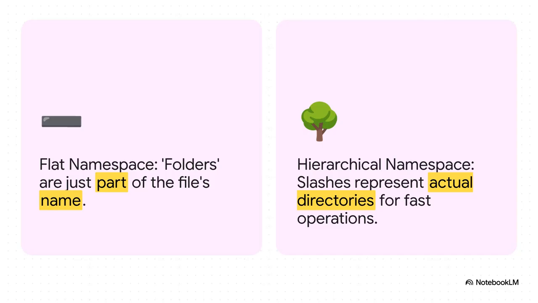Okay, look at this. This explains it perfectly. On the left, that's old school object storage. Those slashes in the name, they're fake. It just looks like a folder. If you wanted to rename that 2025 folder, you'd have to go and change every single file name inside it. Imagine doing that with millions of files. It's a nightmare. Now, look at the right. With the hierarchical namespace, those are real directories. You can rename the 2025 directory in one single fast operation. That's not just a nice to have. It is a total game changer for big data analytics.